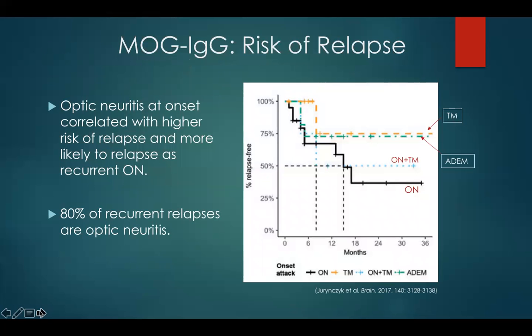So the risk of relapse with anti-MOG seems to be related to whether someone is persistently positive for MOG IgG over the next 6 to 12 months. And it also depends on whether they had optic neuritis at onset. Optic neuritis at onset was correlated with a higher risk of relapse and more likely to relapse as recurrent optic neuritis. So of the relapses that happen with anti-MOG, 80% of them are optic neuritis.